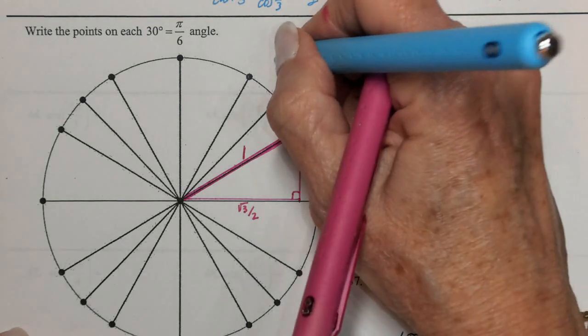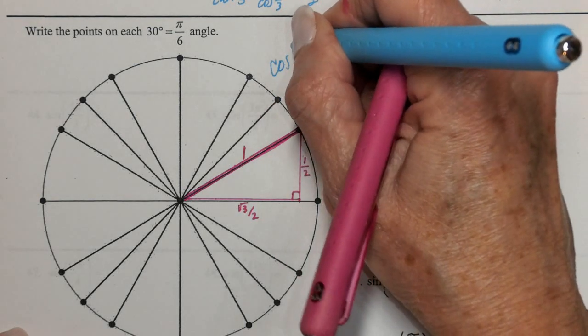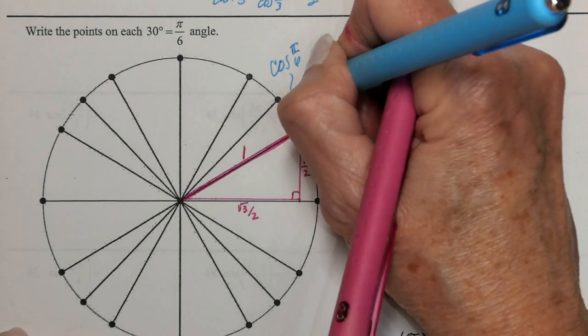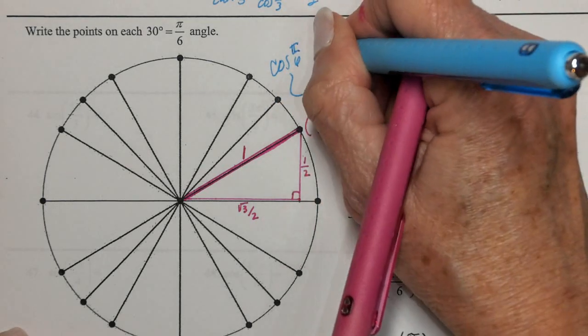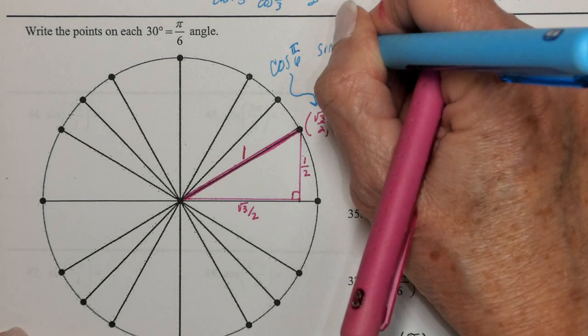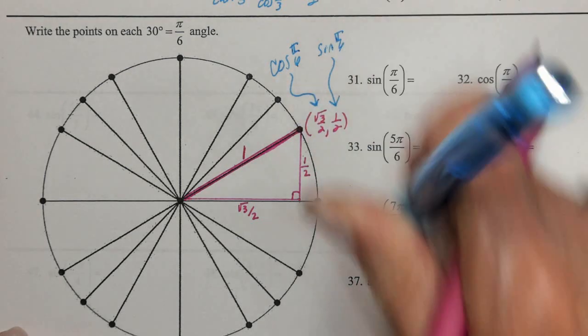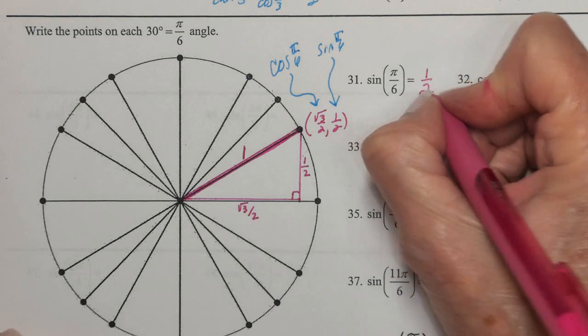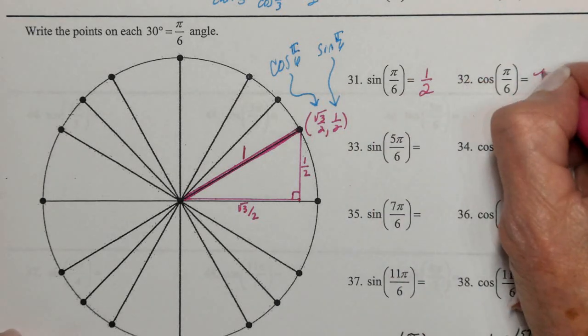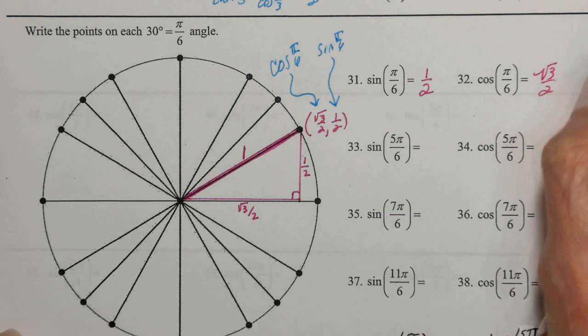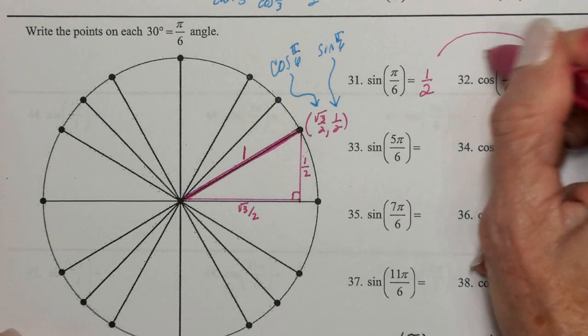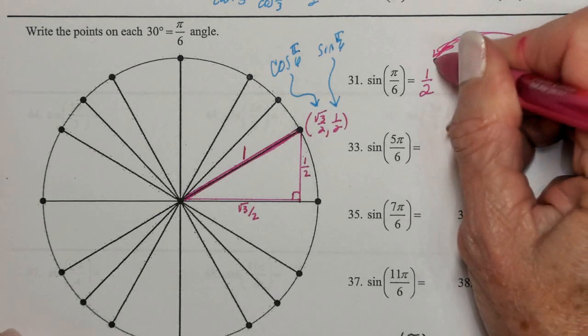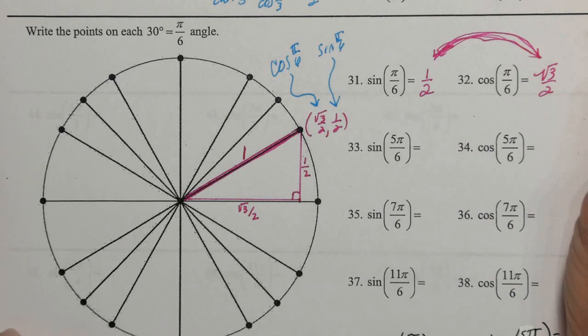And once again, cosine of pi over 6 is the x-coordinate. Sine of pi over 6 is the y-coordinate. So this time, sine is a half. Cosine is square root 3 over 2. I think of these as pairs. These pairs. 1/2 and square root 3 over 2. Kind of buds. They like to go together. Okay?